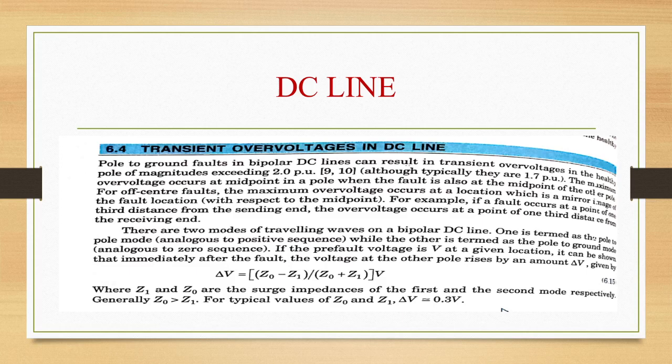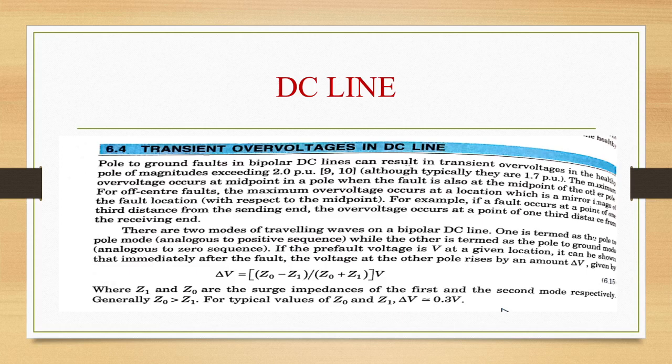Transient overvoltages in DC line. Pole to ground faults in bipolar DC lines can result in transient overvoltages in the healthy pole of magnitudes exceeding 2.0 per unit. Maximum overvoltage occurs at midpoint in a pole when the fault is also at the midpoint of the other pole. For off-center faults, maximum overvoltage occurs at a location which is a mirror image of the fault location. For example, if a fault occurs at a point of 1/3 distance from the sending end, overvoltage occurs at a point of 1/3 distance from the receiving end.